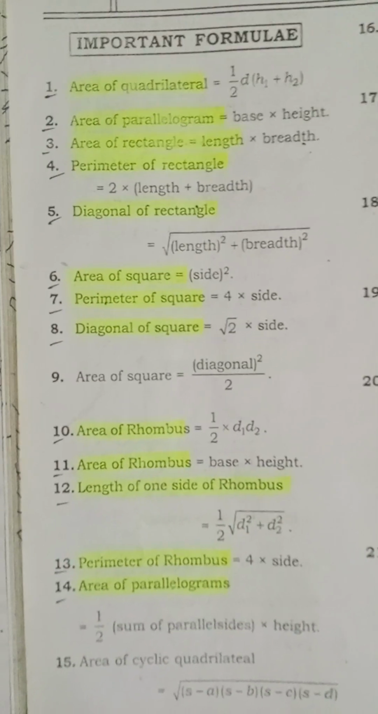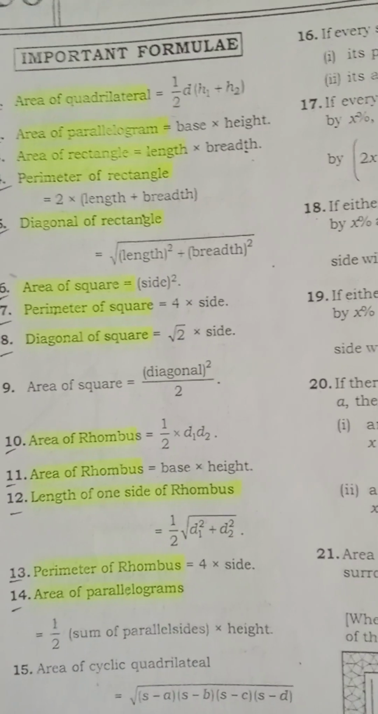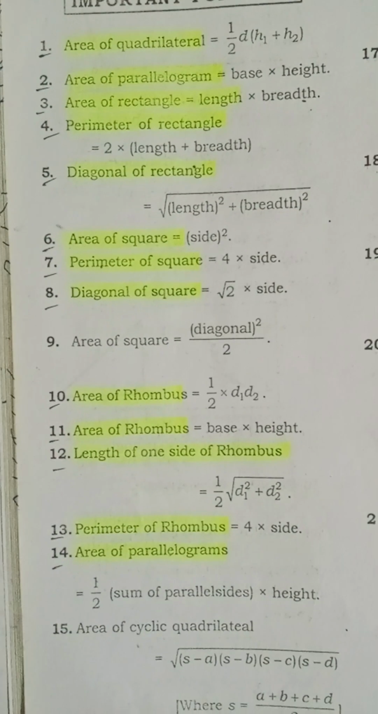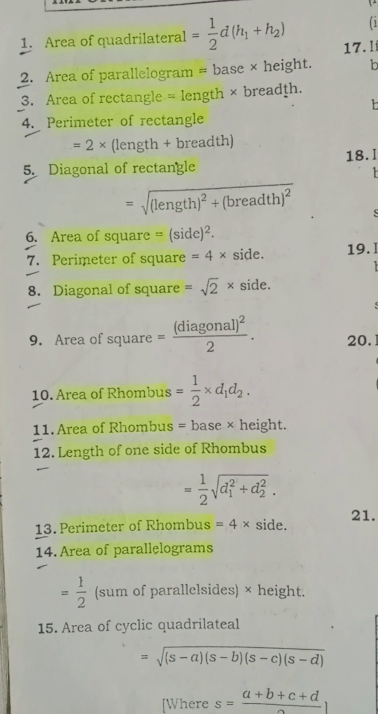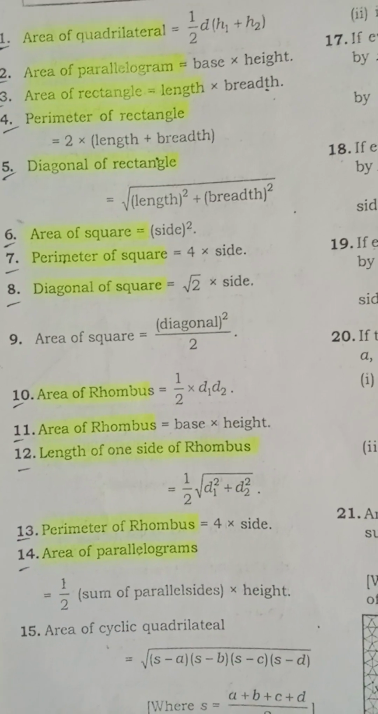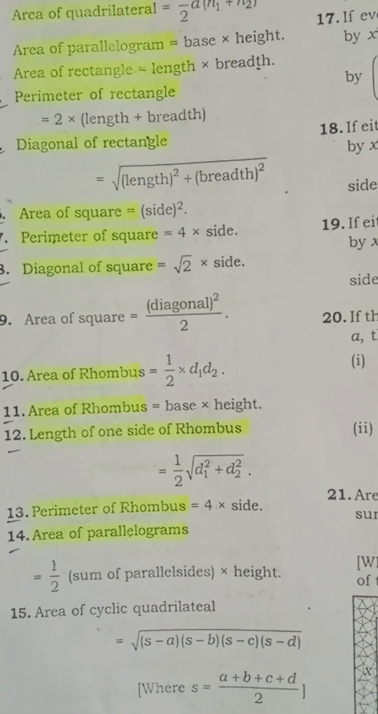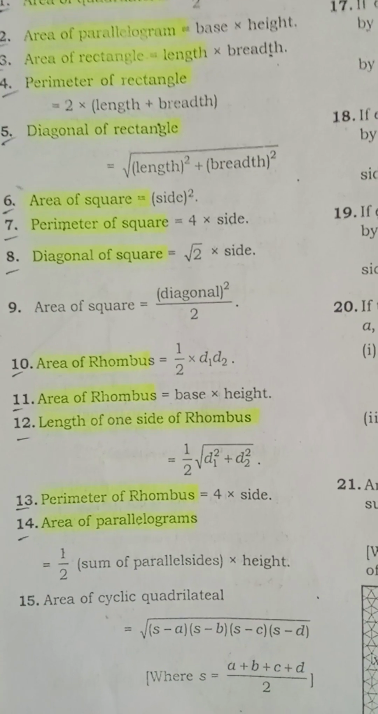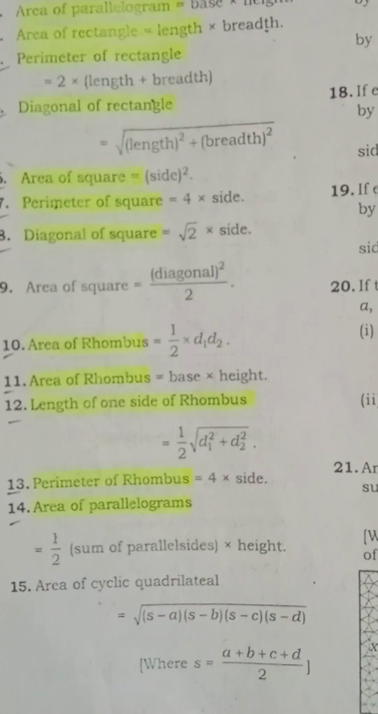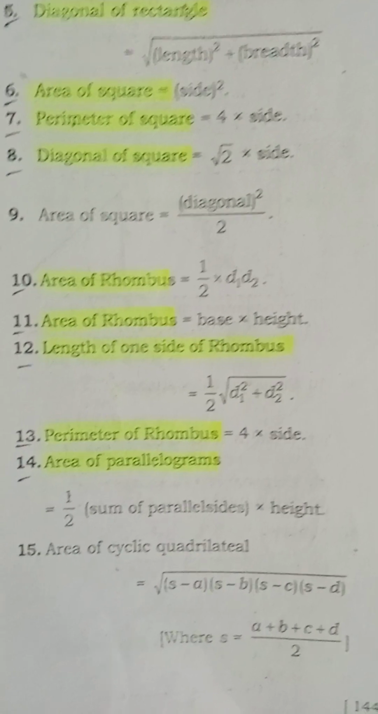Next, diagonal of rectangle is equal to root of length square plus breadth square. Area of a square is equal to side square. Perimeter of a square is equal to 4 into side. Diagonal of a square is equal to root 2 a. Area of a square is equal to diagonal square by 2. Area of rhombus is equal to 1 by 2 d1 into d2.